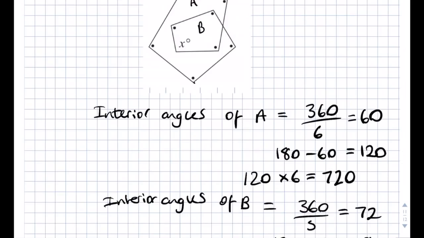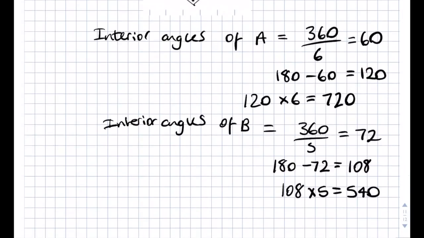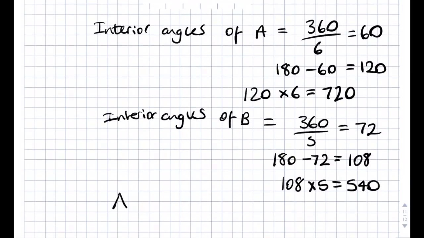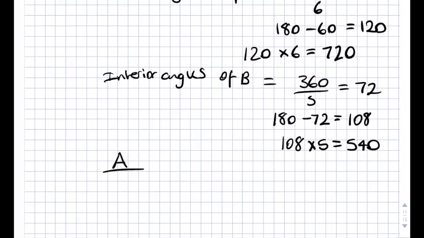For shape A, we've got 6 sides, and 5 out of those 6 sides, the angles are equal to X. So we can say that for shape A, we've got 5 angles that are equal to X, so 5X.